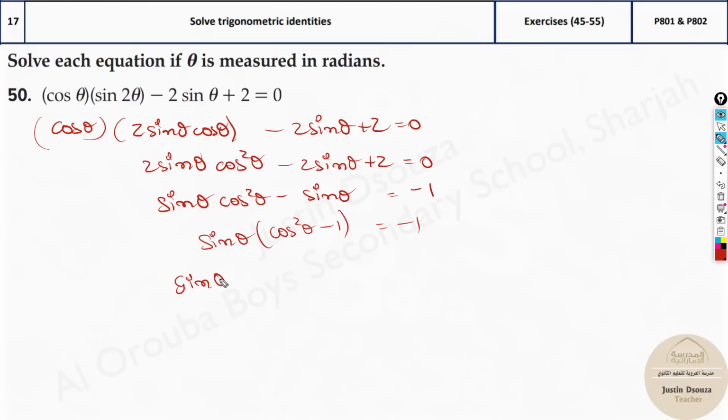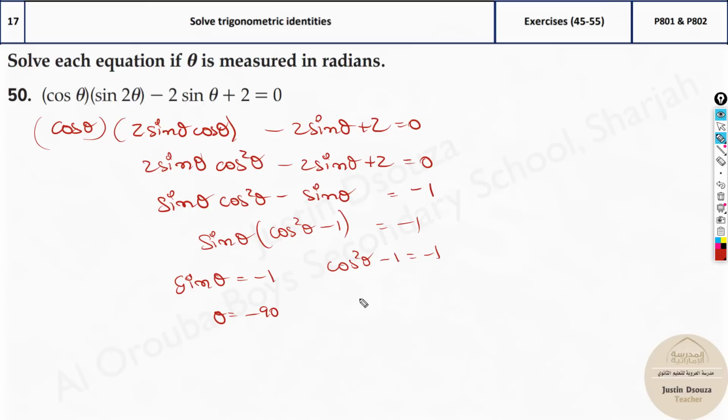So sine theta equals minus 1. Cos squared theta minus 1 is equal to minus 1. And now let's see what is sine inverse of negative 1. This is going to be minus 90. Yeah, it is negative 90. You can just use a calculator and double check. Over here, theta is equal to negative 90. But over here, I'll simplify and then I'll show it in the calculator.